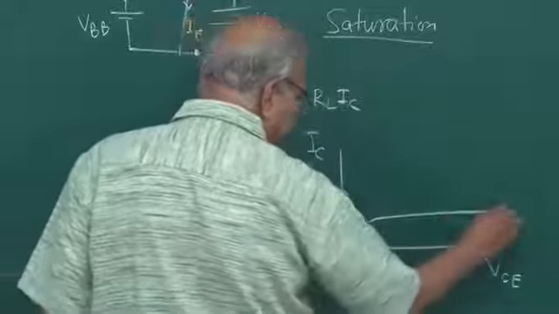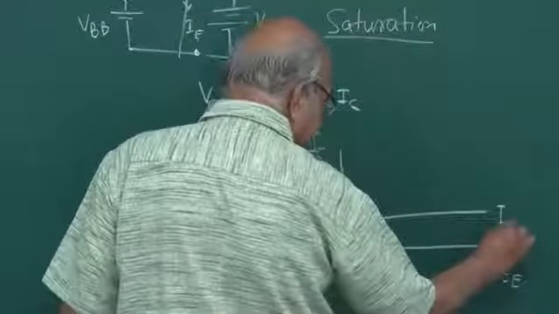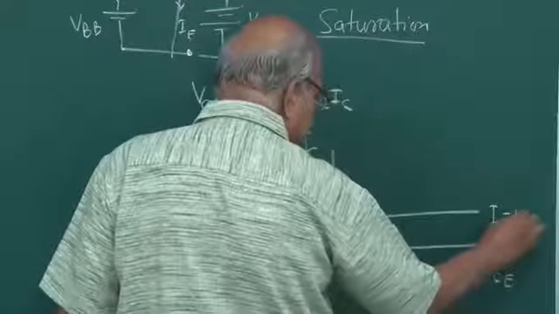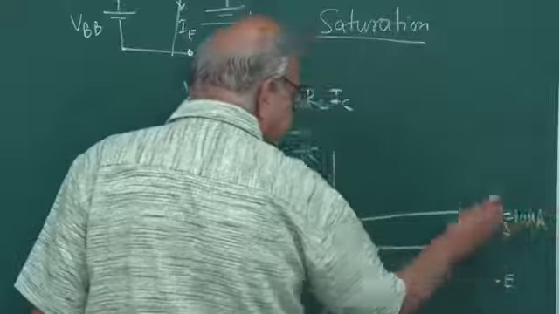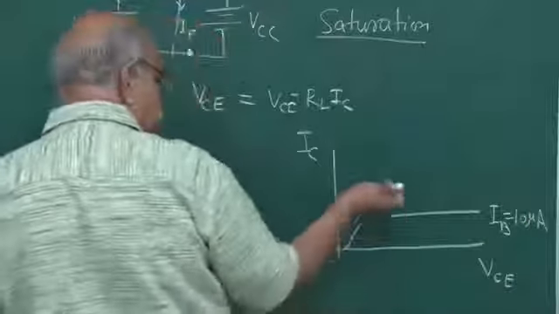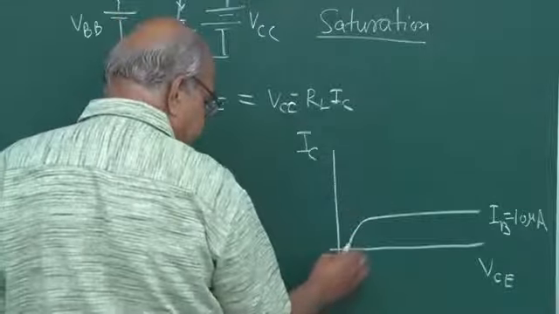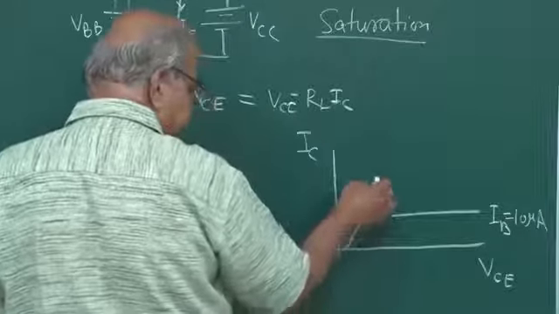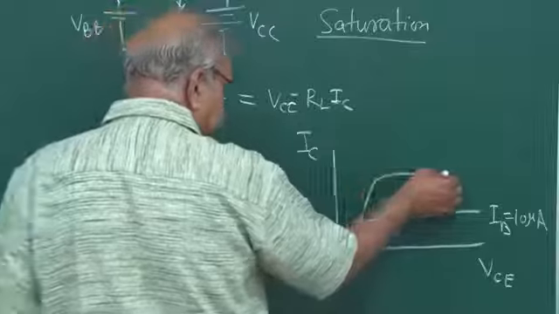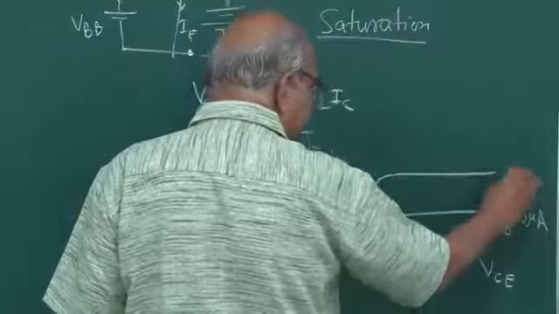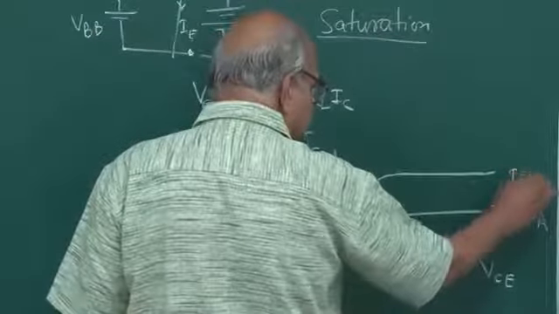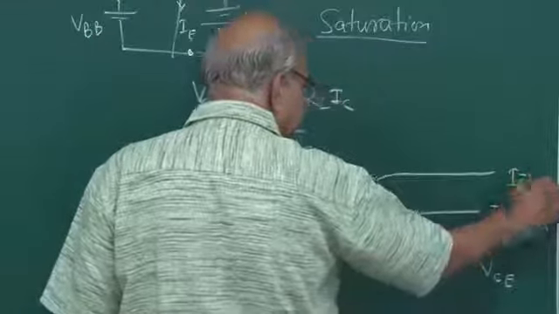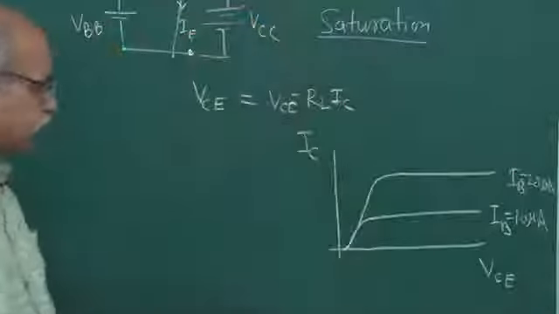So this is for one IB. Let us say IB is 10 microamperes. And then if I go for another IB, then this curve goes something like this, like this. This is for IB equal to 20 microampere, and so on. You can go on drawing.